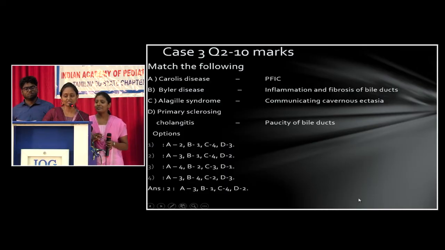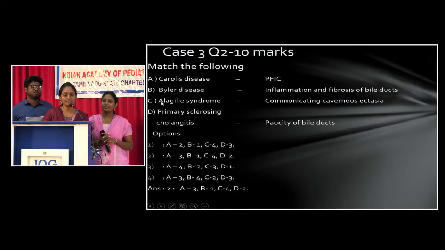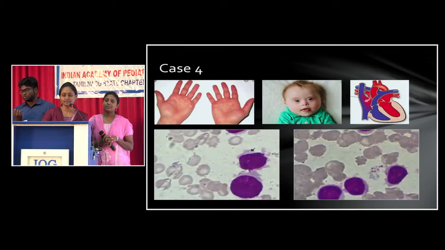So Caroli's disease is communicating cavernous ectasias. Byler's is a form of PFIC. Alagille is a paucity of bile ducts. And PSC is repeated inflammation leading to fibrosis of bile ducts. Going to Team D, question number 4.